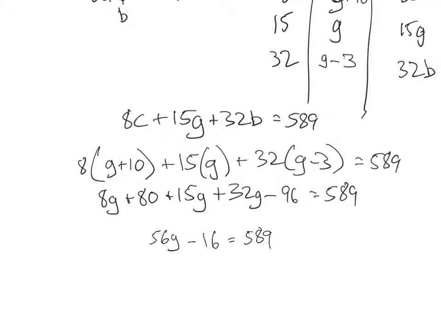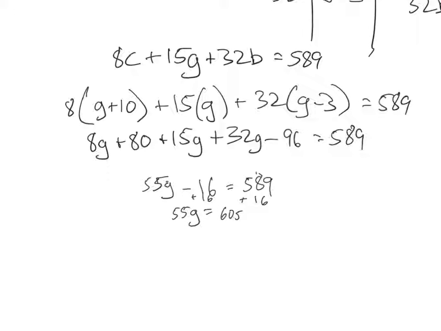Let me just make sure that I added this correctly. So 32 plus 15 is 47, plus 8 is 55. My bad. 55G minus 16 equals 589. 55G equals 589 plus 16, and that is 605. So 55G equals 605.